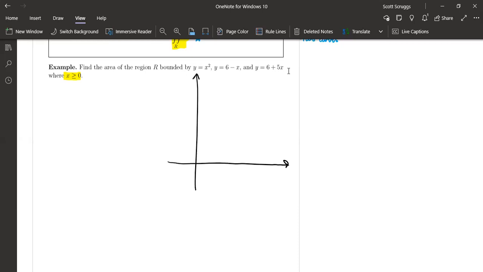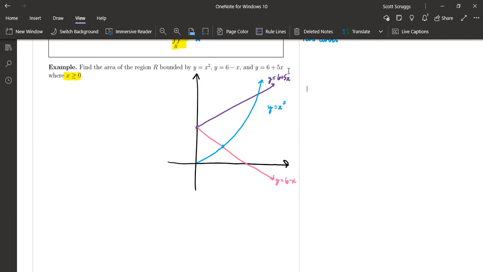So first, let's go ahead and sketch out 6 plus 5x. The purple line will represent y equals 6 plus 5x. I'll use the pink line to represent the line y equals 6 minus x. And then I will use teal to represent x squared. So this will be y equals x squared.